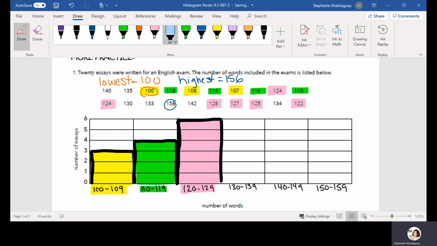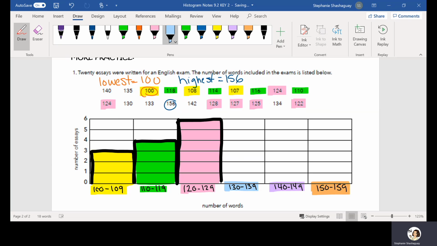130 to 139, I'm going to do in blue. 140 to 149 in purple, and 150 to 159 I will do in orange. So you should be able to finish the rest of this on your own. I will go ahead and finish this one off for you, and then you can finish the other one on your own, and then you can turn in the assignment.